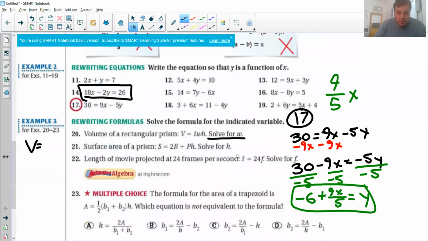So this one, super easy. I'm not even going to write it down. Solve for F. So you would just divide 24 on both sides. So you get L over 24 equals F.